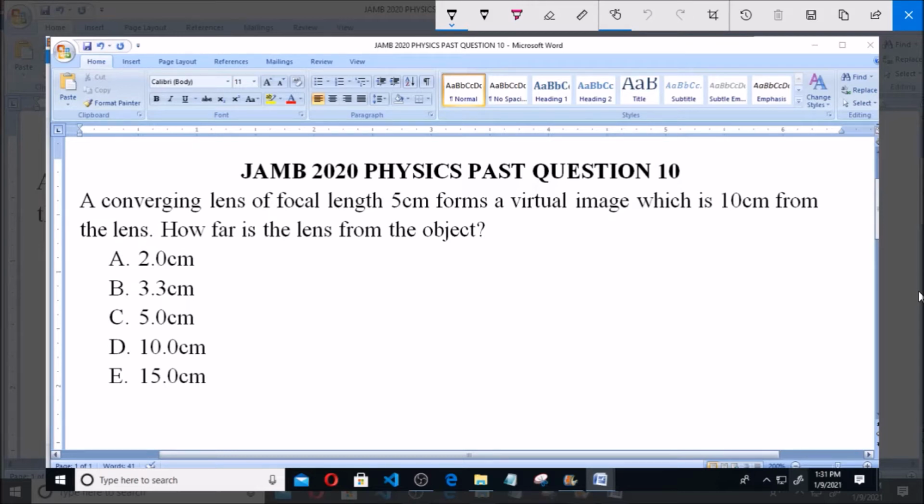A converging lens of focal length 5 cm forms a virtual image which is 10 cm from the lens. How far is the lens from the object? A. 2.0 cm, B. 3.3 cm, C. 5.0 cm, D. 10.0 cm, and E. 15.0 cm. Now we have a converging lens.